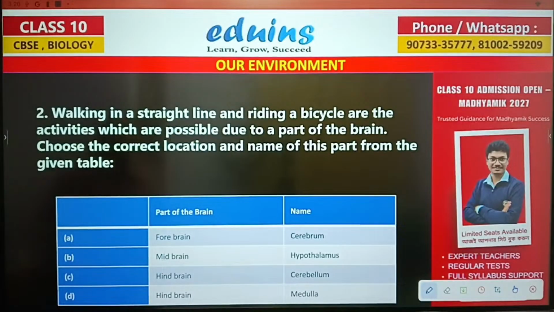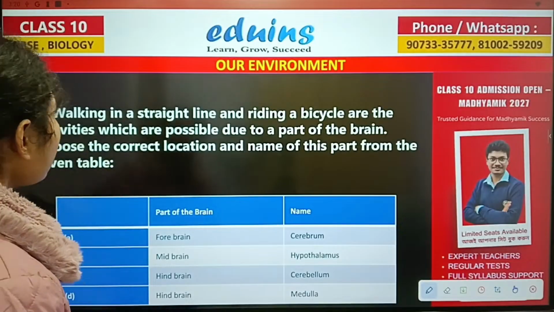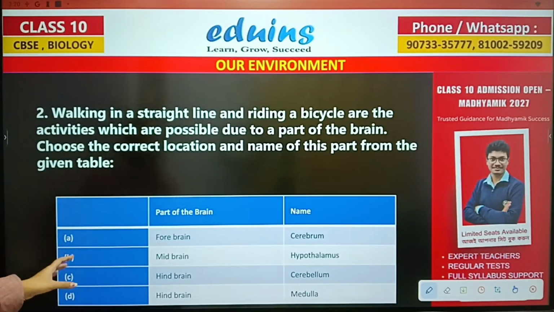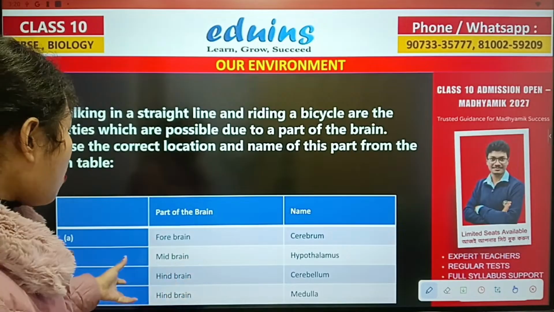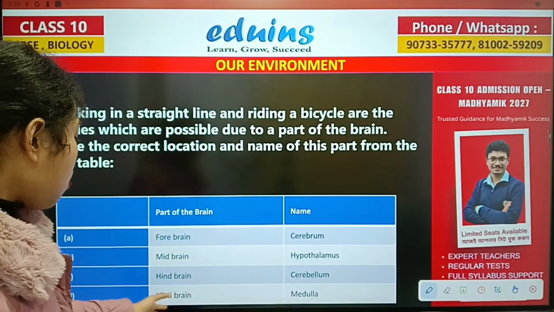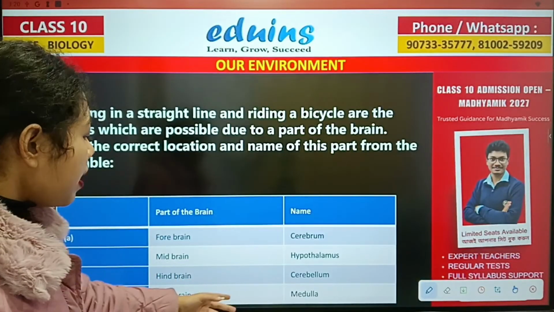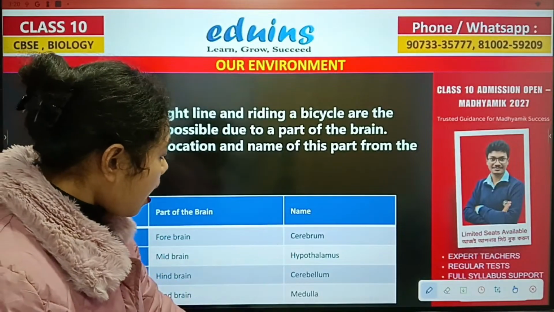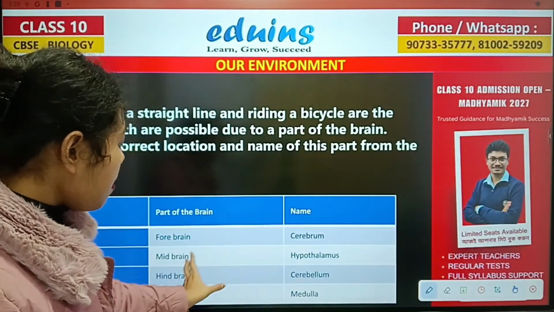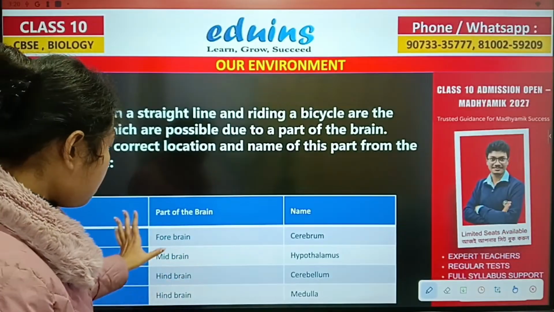Which part of the brain controls those activities like walking in a straight line or riding a bicycle? Forebrain, midbrain or hindbrain? So here are their names. Which name is suitable for this part of the brain?